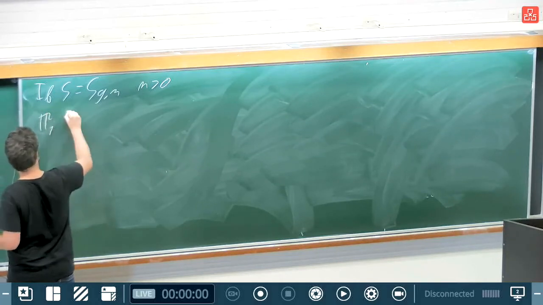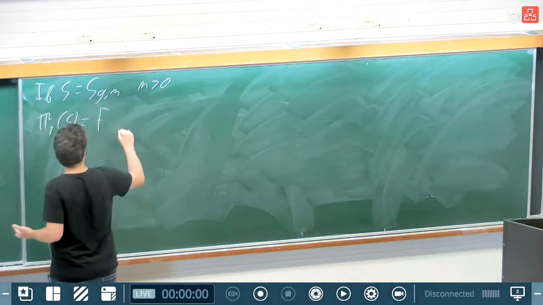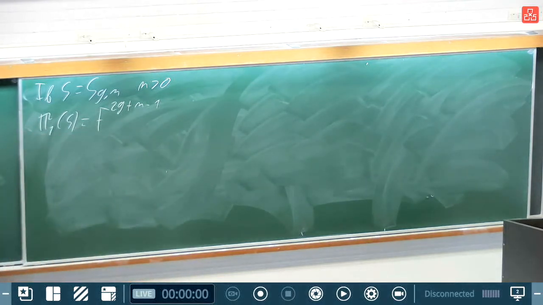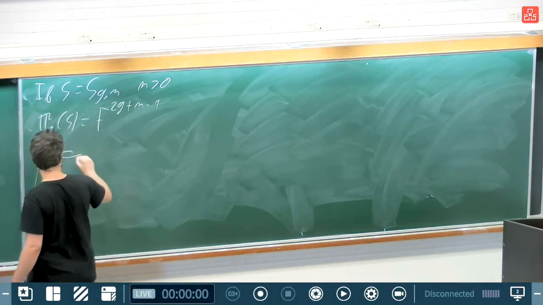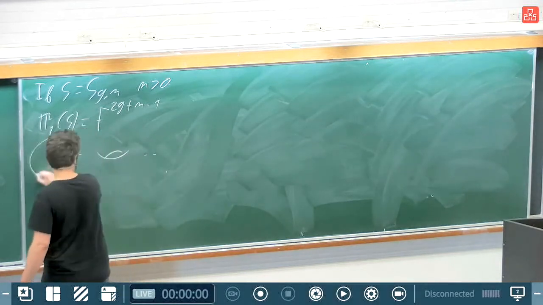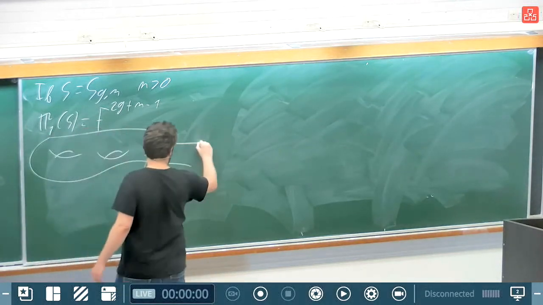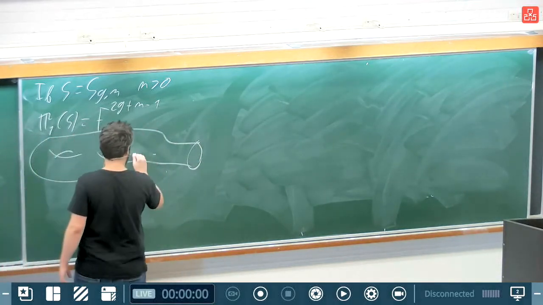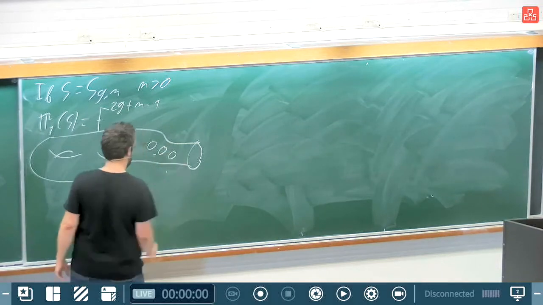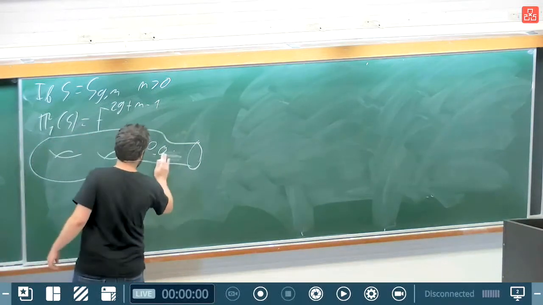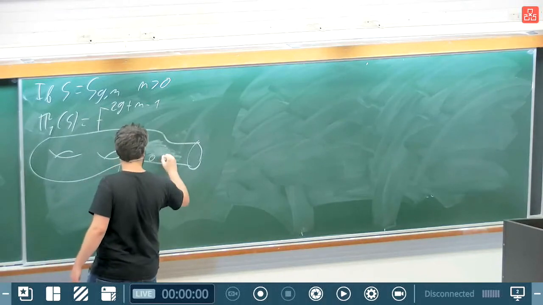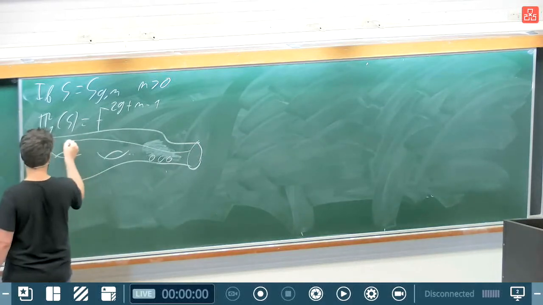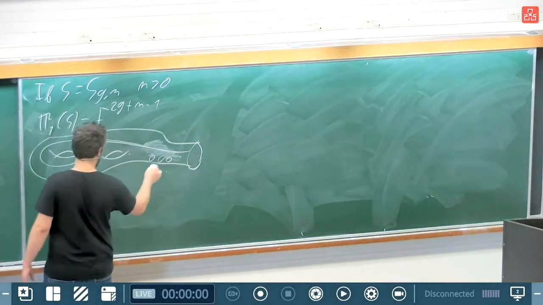So in that case, the fundamental group of S is just a free group of 2G plus n minus 1 generators. Again, you probably all know that, but let me recall that. So here, I have a distinguished boundary component. And then I may have others here, maybe. And basically, for every handle like this, you have something that loops around here.